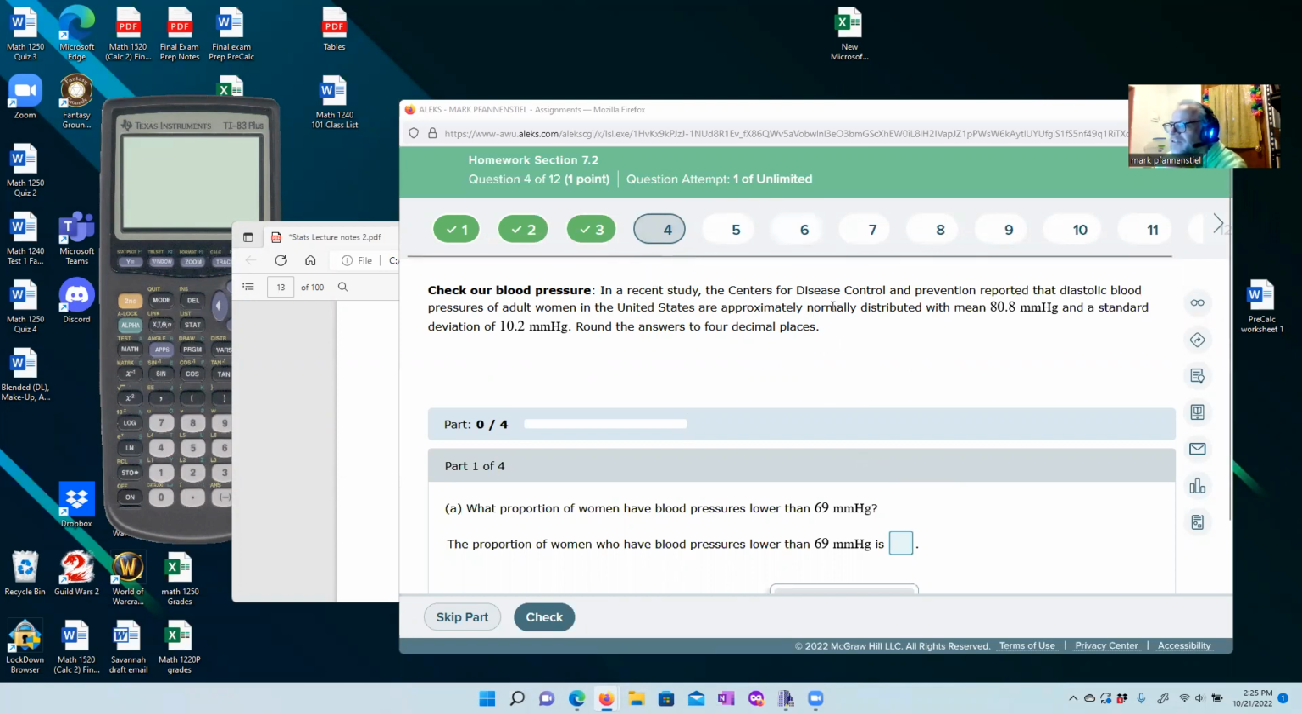So in a recent study, the CDC has reported that diastolic blood pressures of adult women in the United States is normally distributed with a mean of 80.8. Okay, I wish, and a standard deviation of 10.2. Round your answers to 4 decimal places. What proportion of women have blood pressures lower than 69 milligrams of mercury?